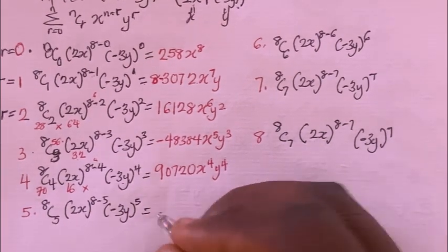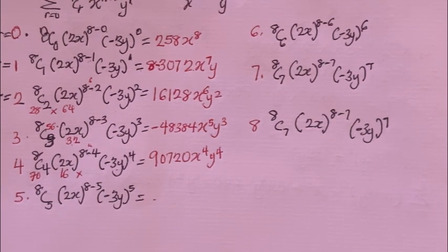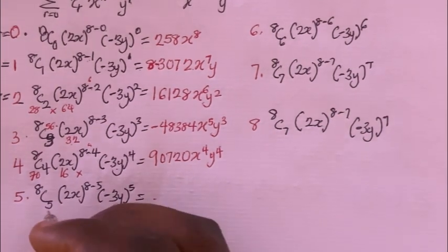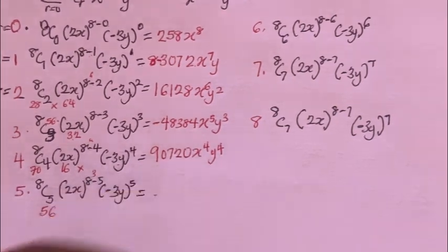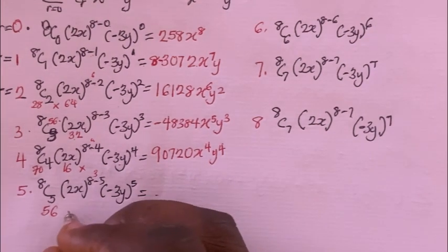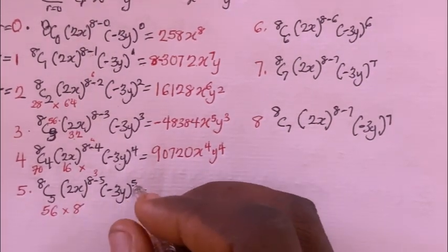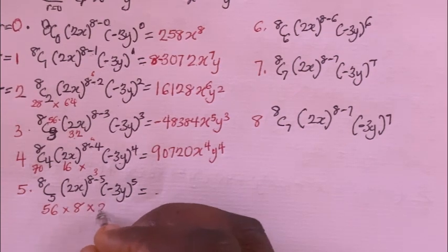Followed by this, we are going to have 8 combination 5, that's going to give us 56. So here we are going to have 56. Then 8 minus 5 is 3. 2 raised to the power of 3 is going to give us 8. Exactly. So here we are going to have multiplied by 8, then minus 3 raised to the power of 5, that's going to give us minus 243. Then we are going to have multiplied by 243.